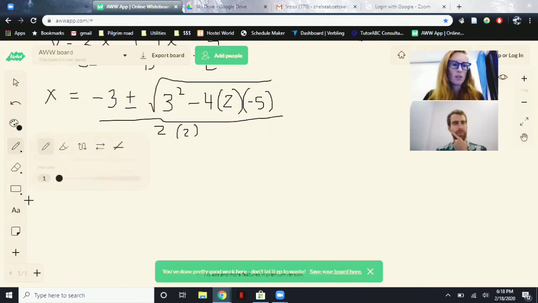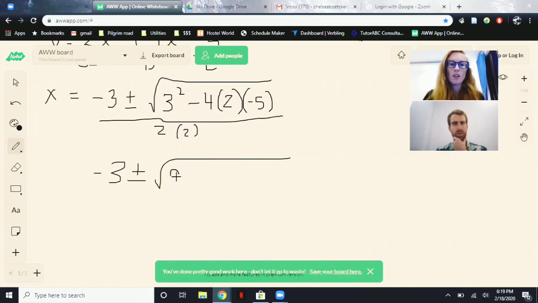So, okay, we're gonna write out the negative 3 again, plus or minus. And so we said 3 squared is 9. And then what do we have over here? We do negative 4 times 2. We get negative 8. And then negative 8 times negative 5. Would that be plus 40? Yes. And then all over 4.